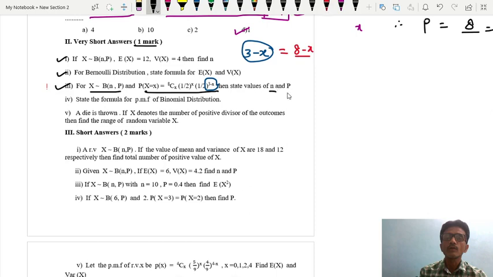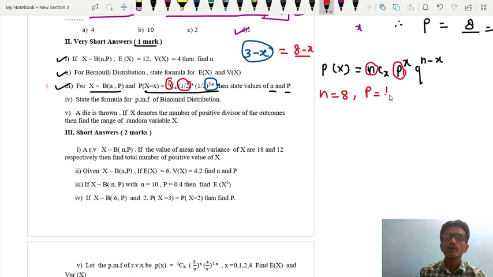What to find here? n and p are to be found out here. So the formula is this: if we compare, p of x is equal to ncx p raised to power x into q raised to power n minus x. So you will get n is equal to 8, and probability p is equal to 1 by 2. So we find n and p, and thus we are getting this answer.